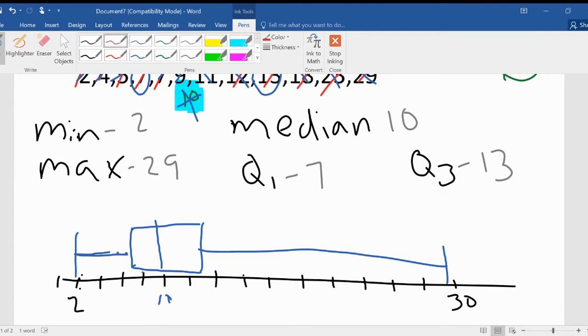So this line represents what your min is. This line represents what your max is. This right here is your median, and they also refer to the median as your Q2. This line here represents your Q1, which is the lower quartile. And this represents your Q3, which is the upper quartile. So that right there is a box and whisker.